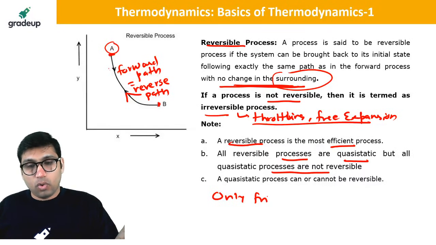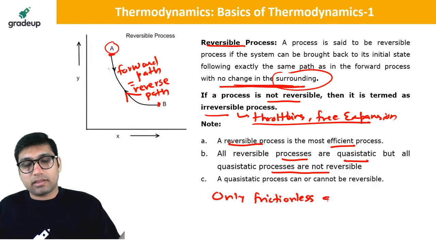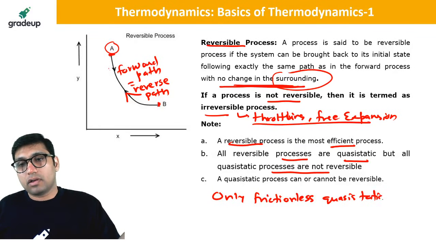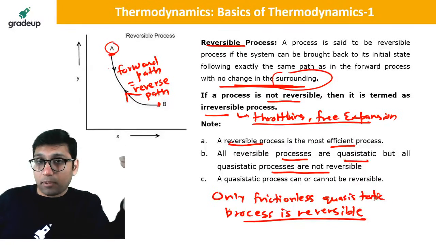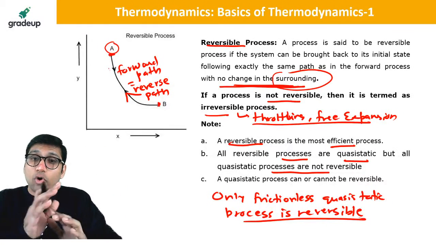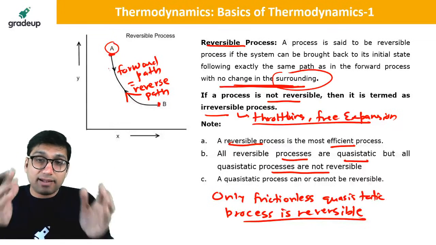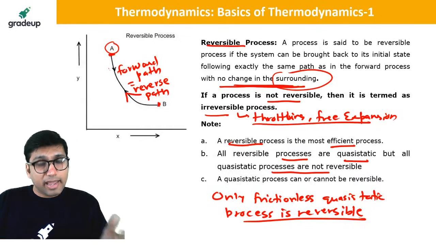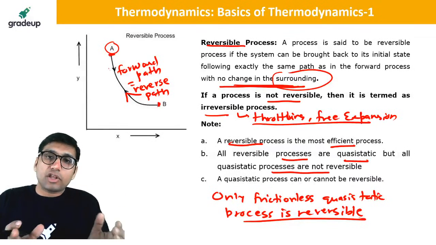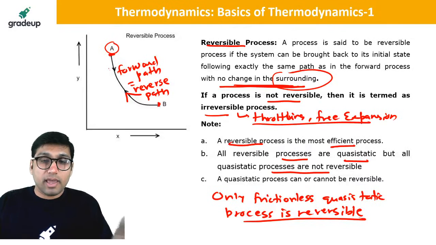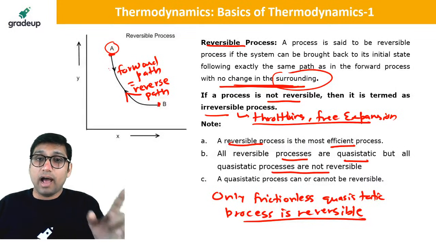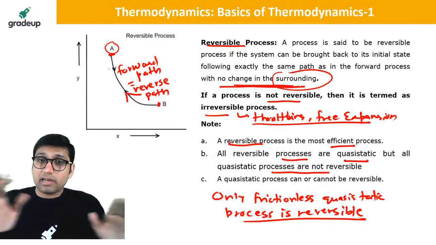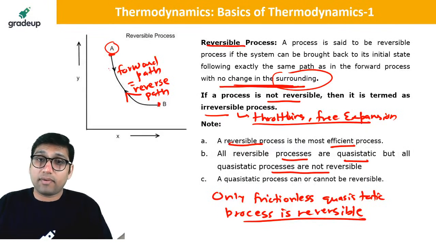Only a frictionless quasi-static process is a reversible process. If a quasi-static process has taken place in such a way that there is no friction during the process, then that quasi-static process will be called a reversible process. In your thermodynamic study, we generally assume that a quasi-static process is a frictionless process, and we generally take them both as the same. But actually, a quasi-static process can never be called reversible unless there is no friction. If friction is not there, definitely a quasi-static process will be a reversible process.